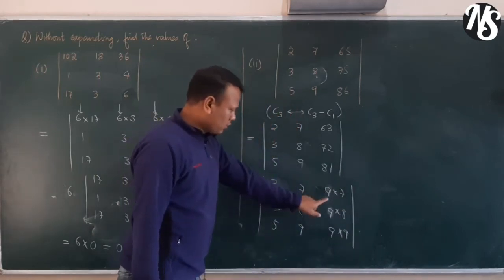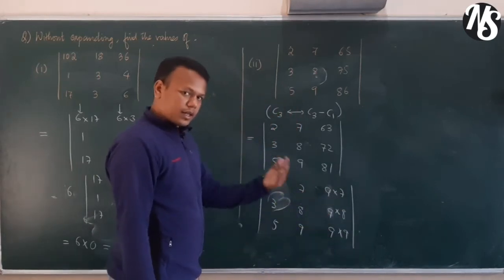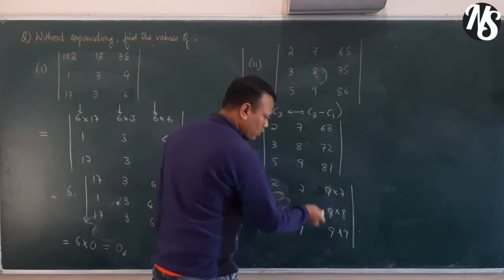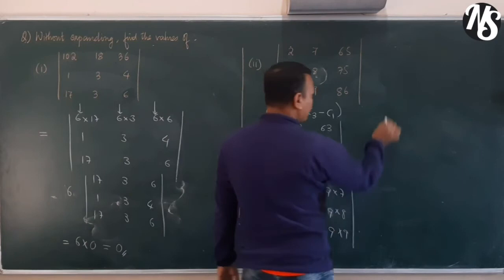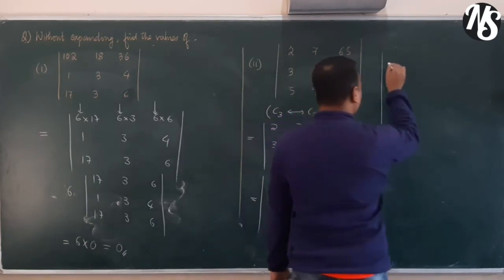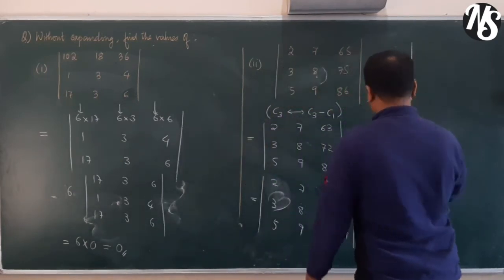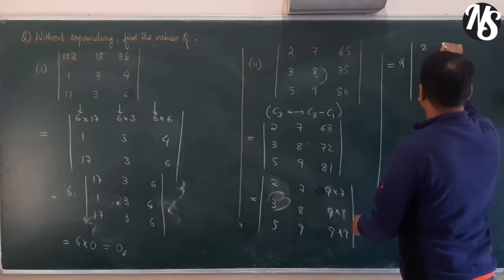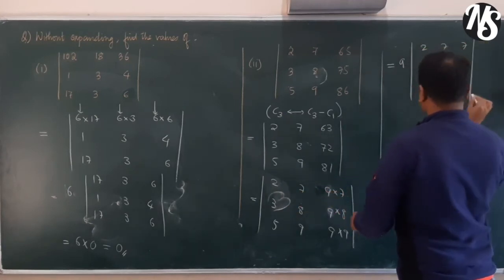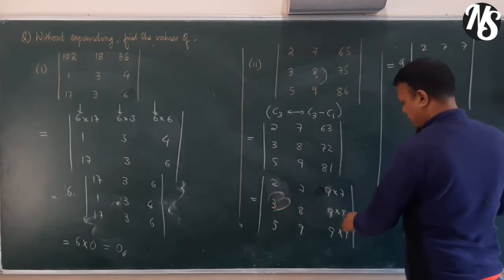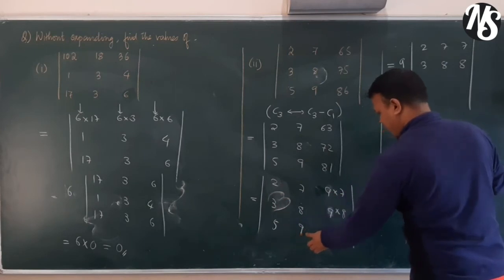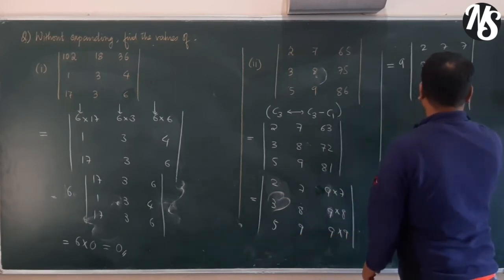Yes. So this 9 becomes my constant. Can I take it outside? Yes. So 9 is common to this row. If I take this out, you get 9 into, so we have 2, 7, 7, 2, 7, 7. Next we have 3, 8, 8, 3, 8, 8. Next we have 5, 9, 9, 5, 9, 9.